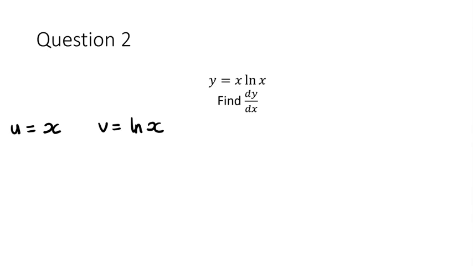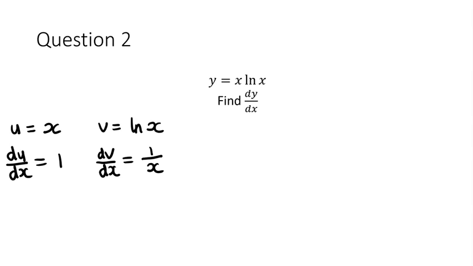So I find u. u is going to be x, v is going to be natural log of x. Then what I need to do is differentiate both of these. So I need to find du by dx, which is going to be 1. Okay, differentiate x, it's just going to go to 1. And then dv by dx, well, if I differentiate natural log of x, that just goes to 1 over x. Okay, that is a result that is not in the formula book. You need to learn that.